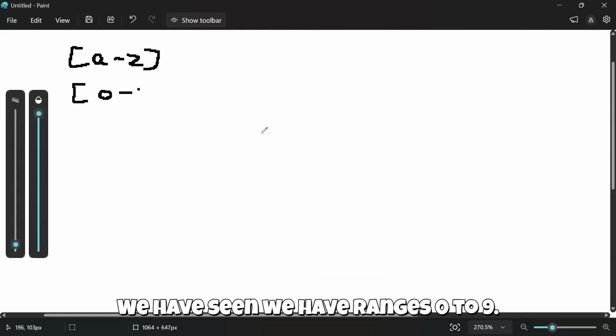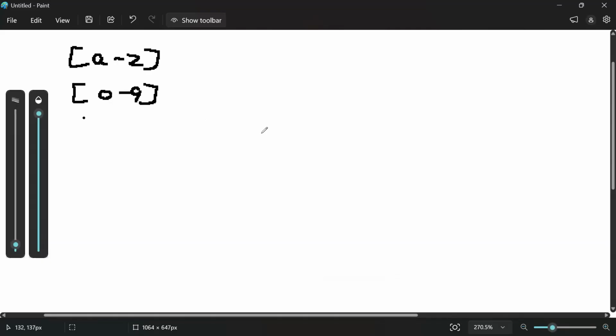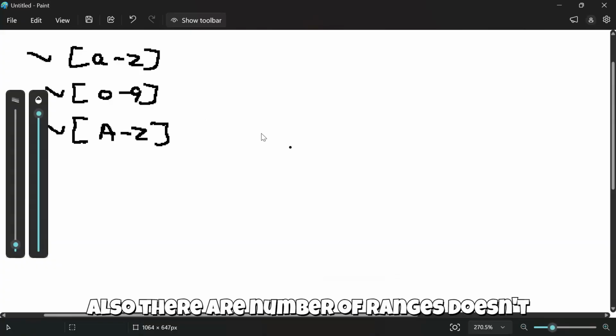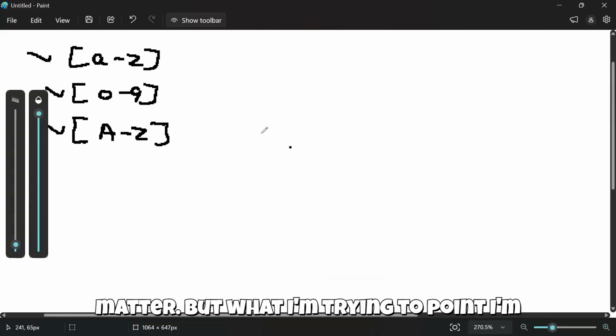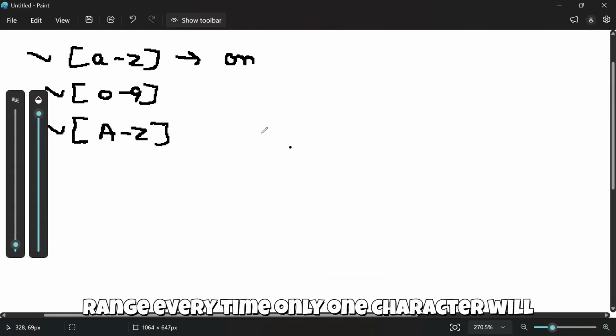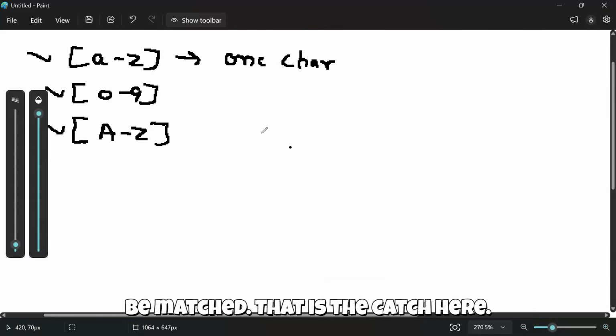We have seen ranges 0 to 9. We have seen ranges A to Z. These are the ranges we read, and there are a number of ranges, it doesn't matter. But the point I'm trying to make here is, out of this range, every time only one character will be matched. That is the catch here.